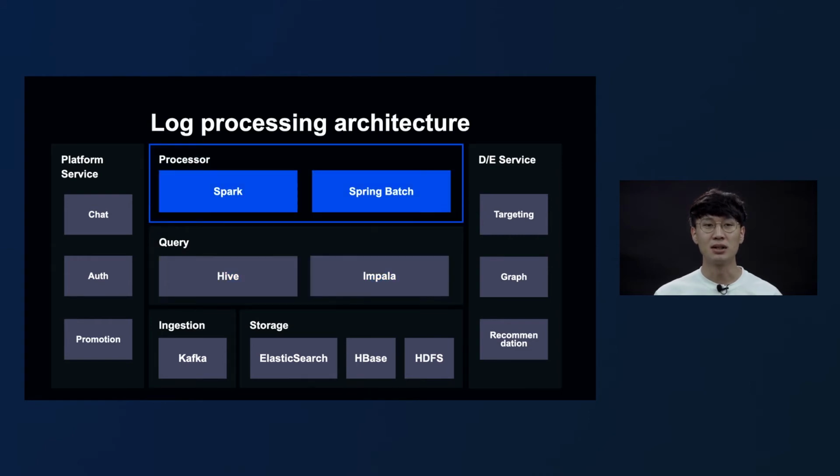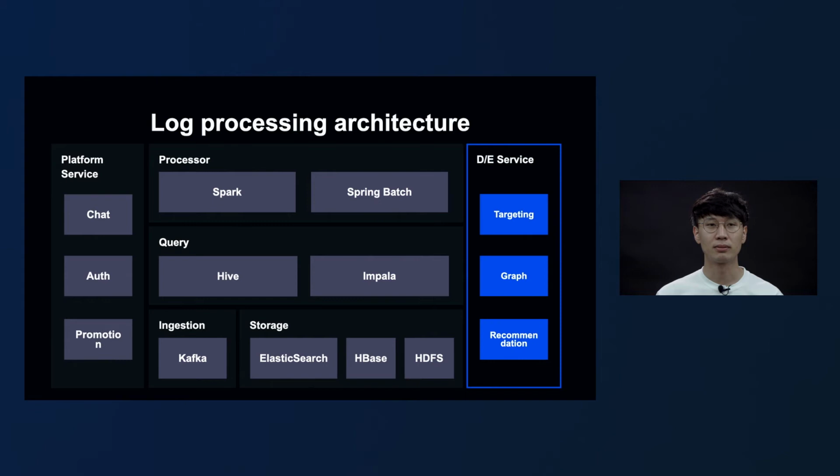Next part is the processor. In order to analyze and process the accumulated data, Spark or Spring Batch according to the characteristics of applications are used. Next are the data engineering services. Here, functions such as friend recommendation through the virtual graph or targeting are provided, and I will be talking about targeting among these services.